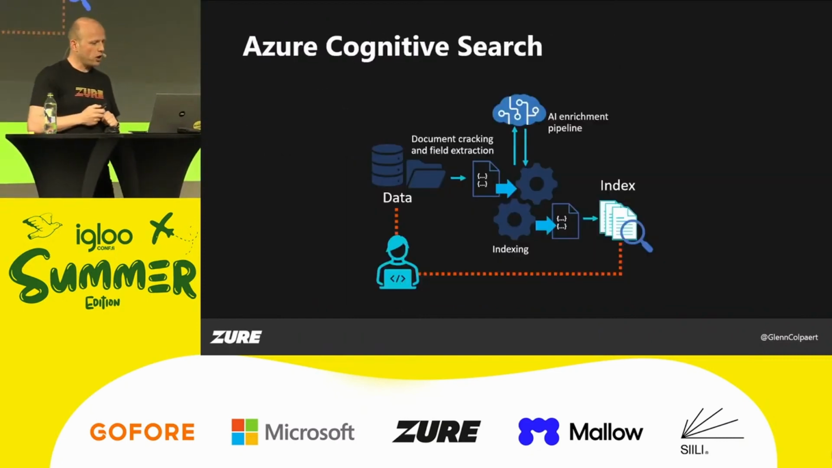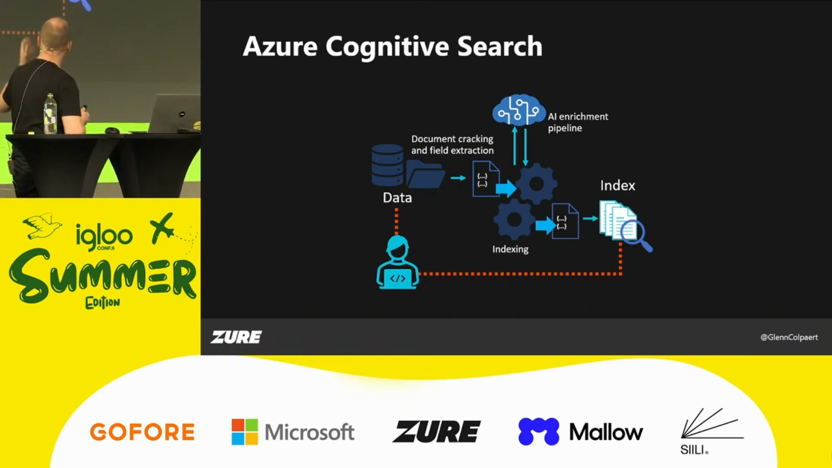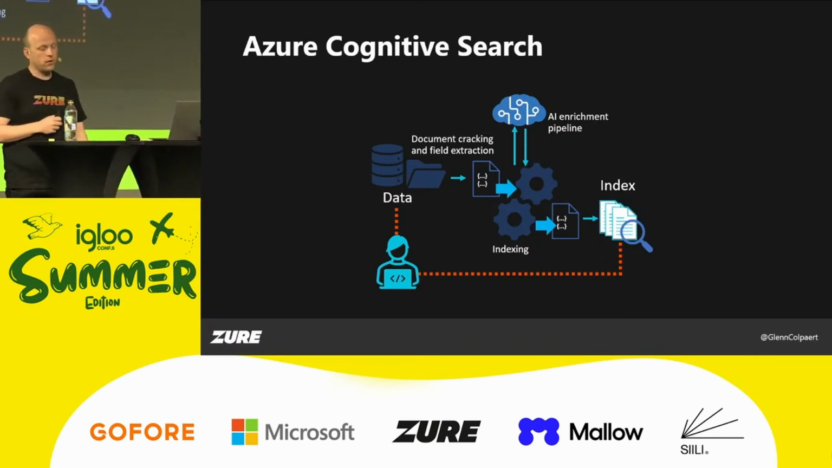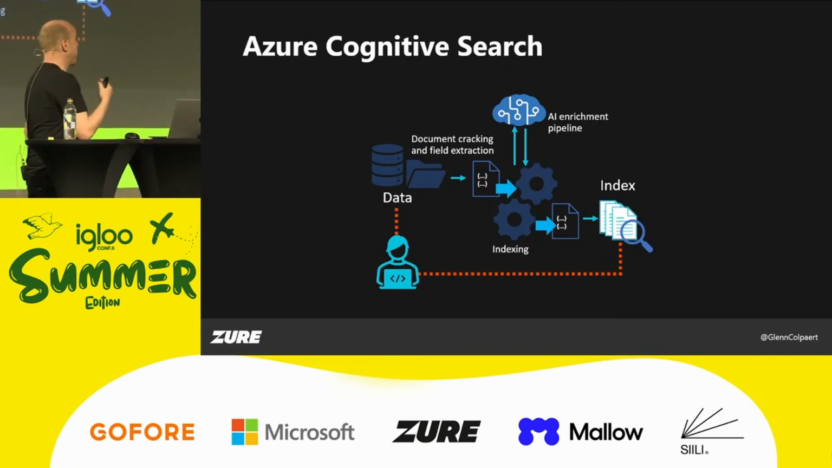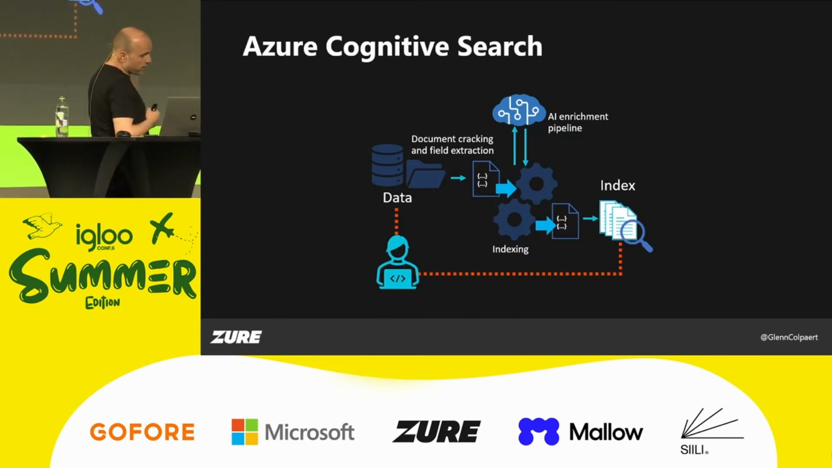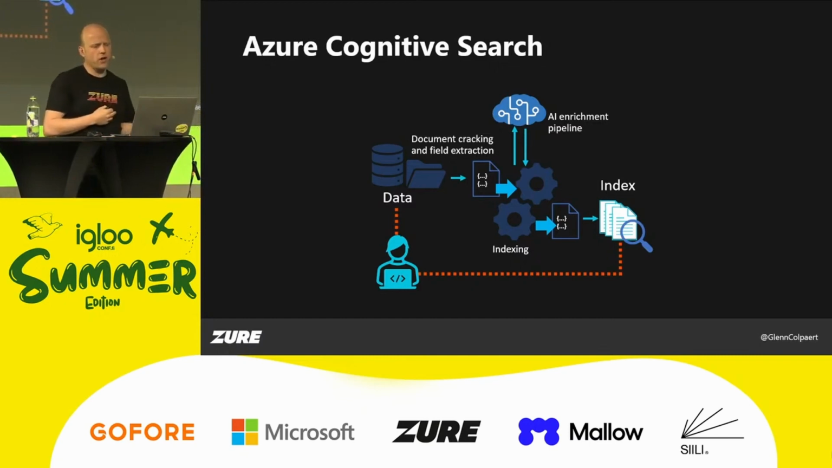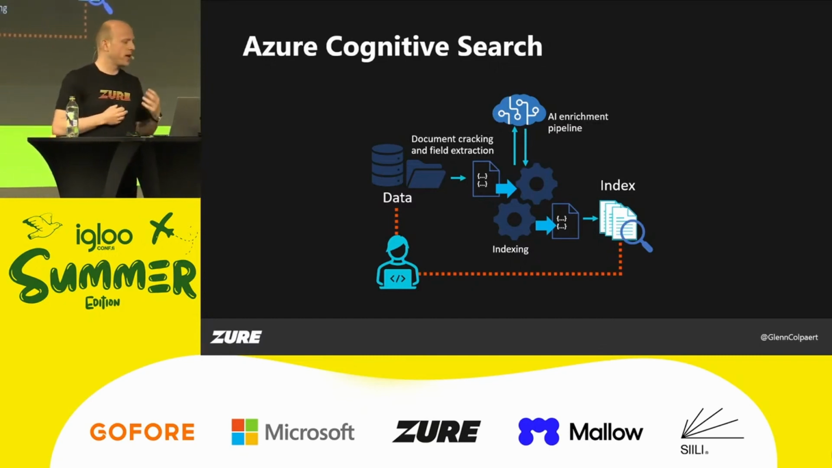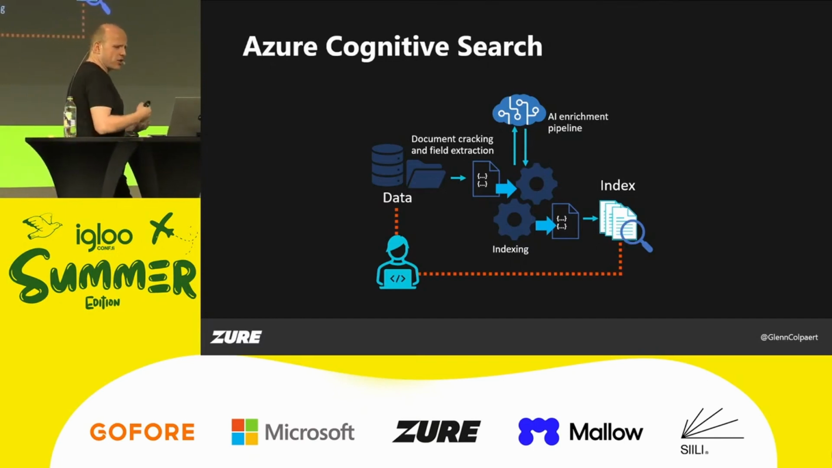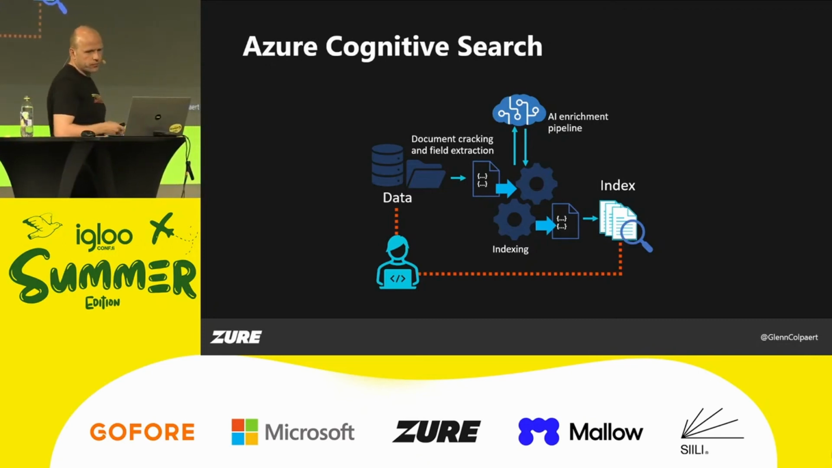So if we take a closer look at cognitive search, again, we have our developer who is ingesting or putting data into the data store that we're working with. And then there's a couple of things going on. What will happen is it will kick off a sort of process, and it will start doing extraction of the fields and extraction of the data.